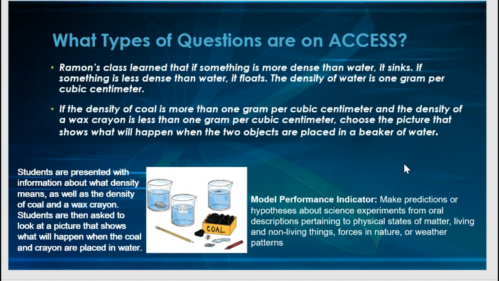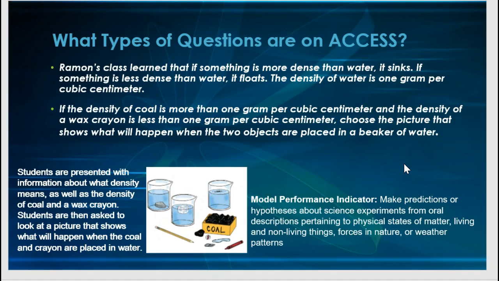Just to give you one more additional type of question that you might see on ACCESS. In this particular prompt, Raymond's class is learning about something being more dense than water. If something is more dense than water, then it will sink. And if something is less dense than water, it will float. The prompt explains that the density of water is 1 gram per cubic centimeter. So within the prompt, they would actually provide quite a bit of information about density, so a student would not necessarily have to know about density coming into this particular question.